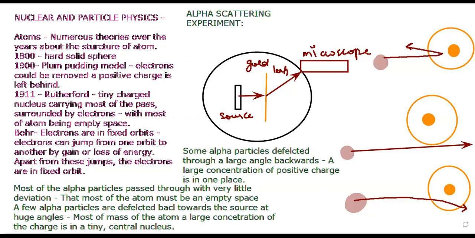So these were the three observations they made. The first one was that most of them were passing straight through, so the majority of the atom must be empty. Some of them were deflecting backwards. Hence, there must be a lot of repulsion taking place, so all of the charge is located in one point. And some of them were deflecting at huge angles. They were not going backwards, but they were being deflected at huge angles. So that allowed them to conclude that most of the mass of the atom and most of the charge is concentrated in a very small, tiny central nucleus.